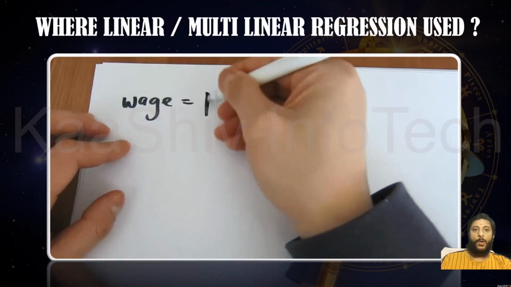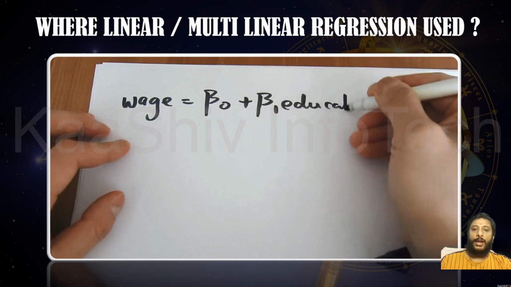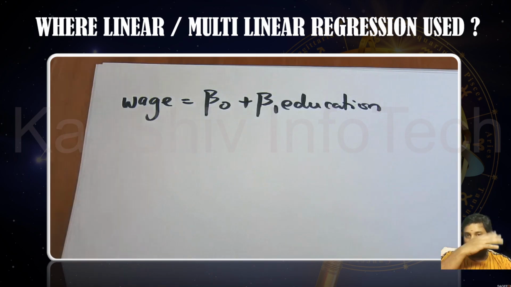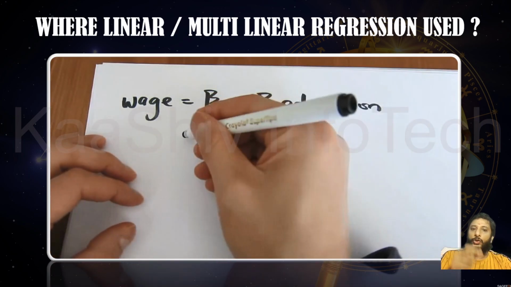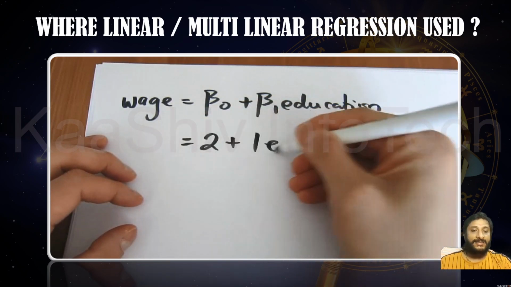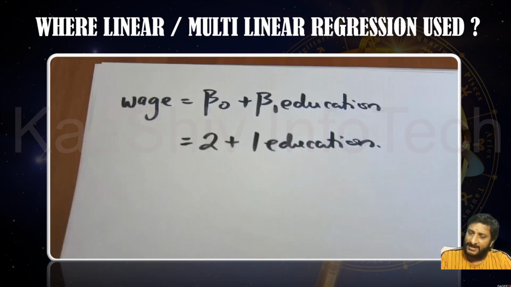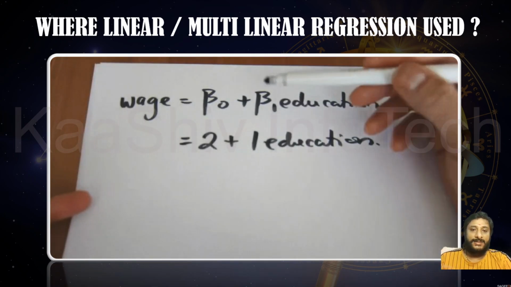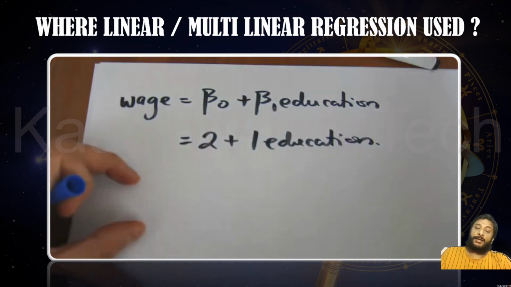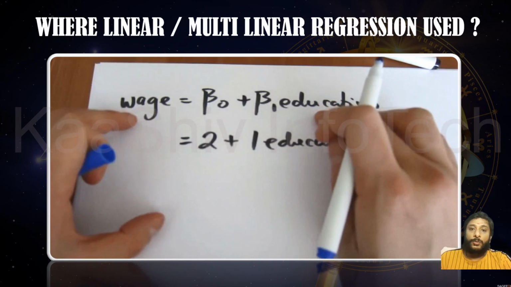Where linear or multilinear regression is used, I get wage equal to some standard value, beta 0, plus beta 1 into education. The wage equals the basic salary plus the basic salary into education. So basic salary is 2 plus 1 into education. If I have done 10th standard, the salary is very low. 1 into 12th standard, higher salary. 1 into engineering, higher salary. 1 into masters, very high salary. And 1 into experience, you get a higher salary.